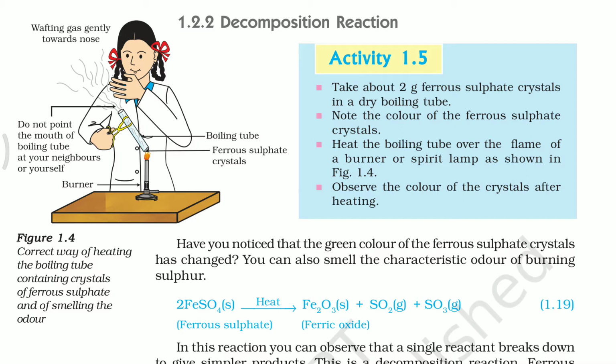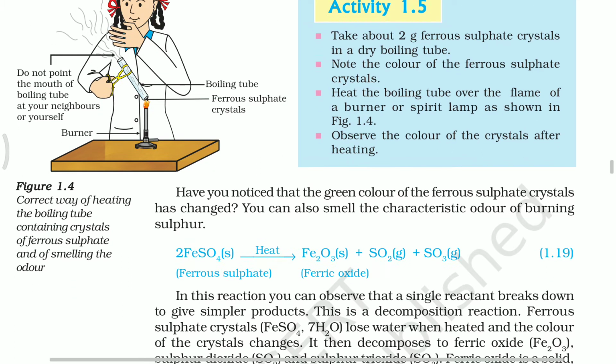Take 2 grams of ferrous sulfate crystals in a boiling tube and observe the color of the ferrous sulfate crystals, and heat the boiling tube over the flame. And what do you observe? You identify it, right? So the color of ferrous sulfate crystals is green. Okay, green in color. When you heat the tube, it forms.